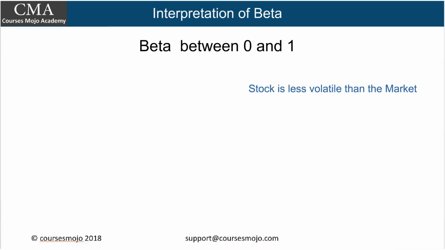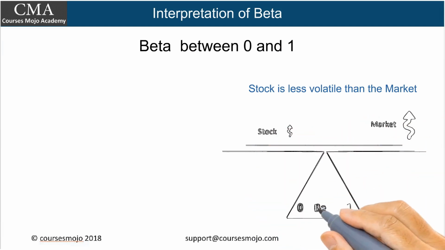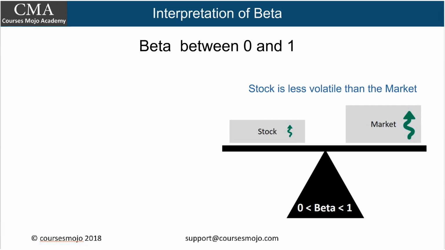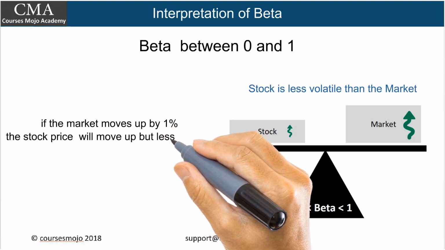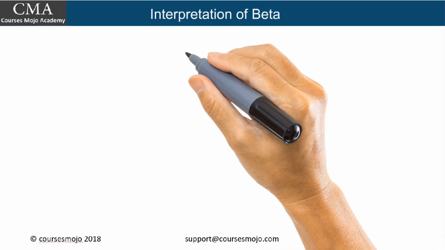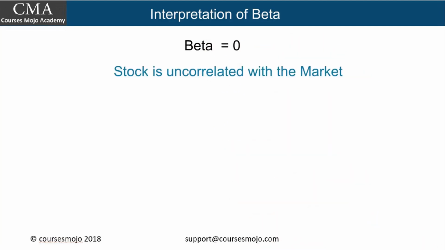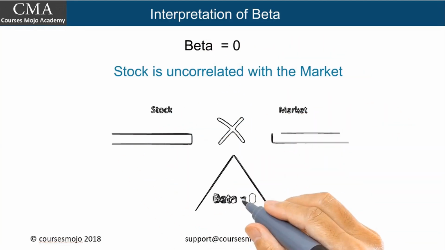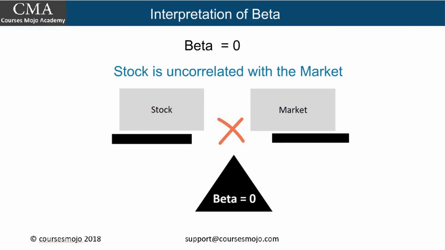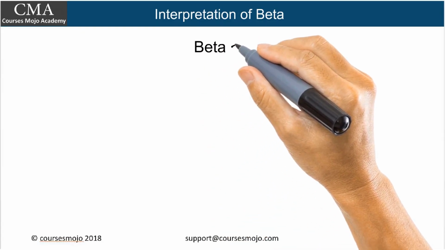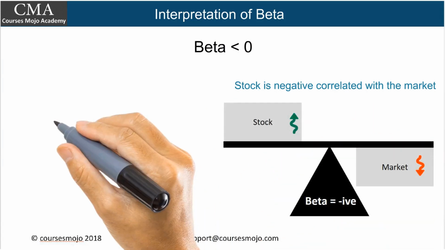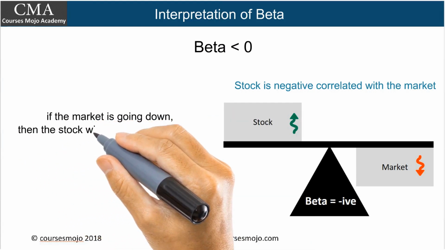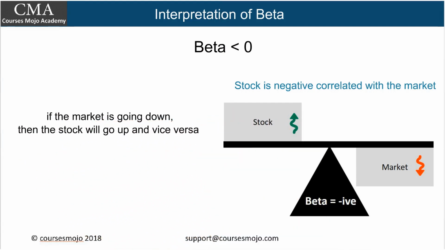Stock beta between 0 and 1 means stock is less volatile than the market. That is, if the stock market moves up by 1%, then the stock will increase but less than 1%. Stock beta equal to 0 means stock is uncorrelated to the market. Stock beta less than 0 means stock is negatively correlated to the market. Here, if the market is going down, then the stock will go up and vice versa.